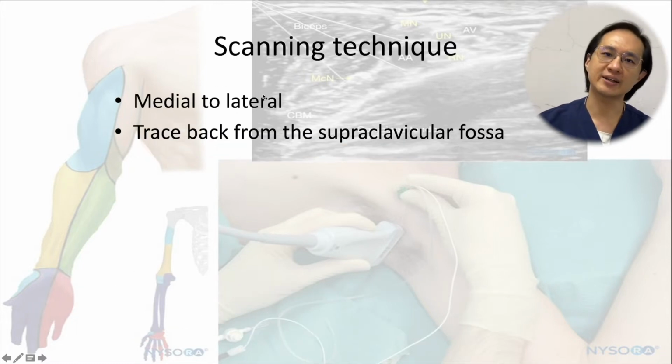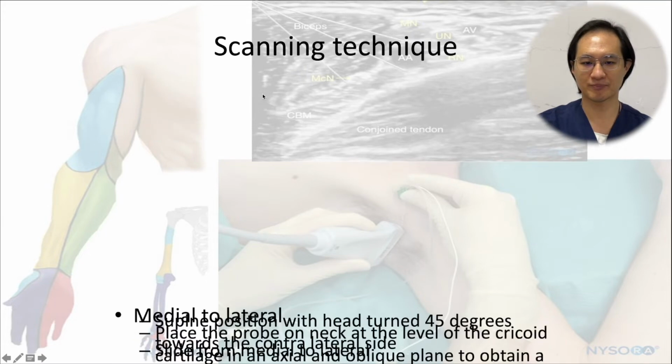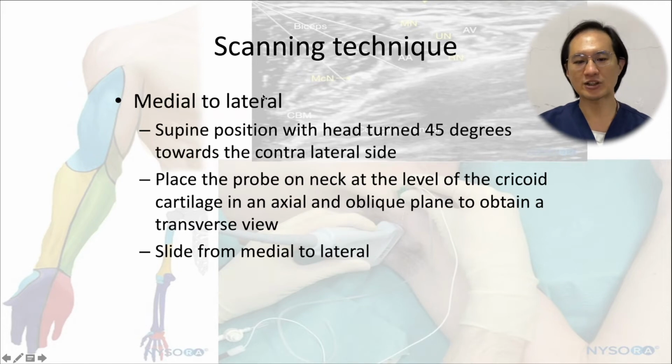So there are two techniques to scan to find the interscalene groove. First, the medial to lateral technique, and second, to trace back from the supraclavicular fossa. For the medial to lateral technique, the patient will be in the supine position with the head turned 45 degrees towards the contralateral side. Then we put the probe at the level of the cricoid cartilage and slide medial to lateral.